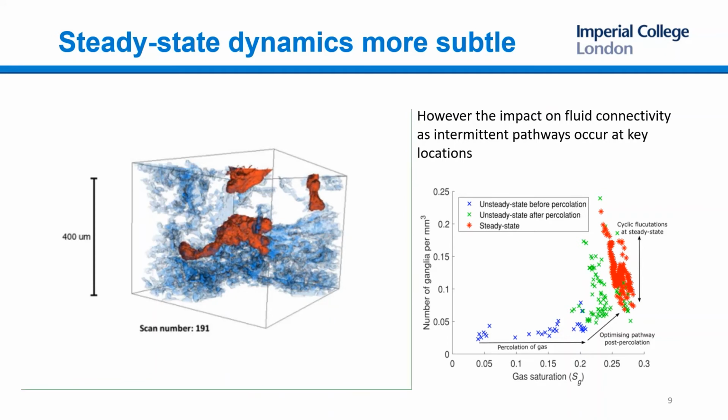So what we can see here is that although this is subtle, this is a very zoomed in region that spans only a few pores, the cumulative effect of these intermittent pathways is actually very large on the dynamics that occur at the pore scale. And these dynamics are very important in the connectivity and the trapping of the gas.